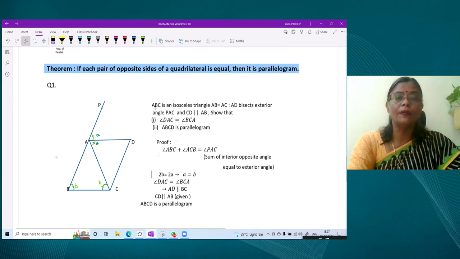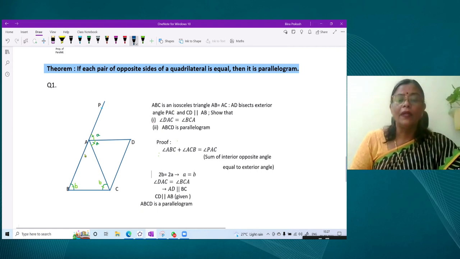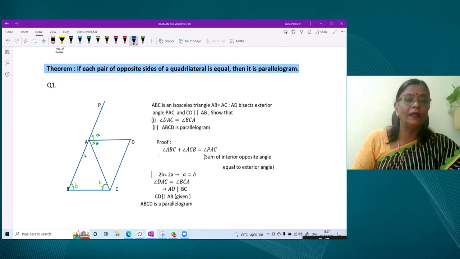Now let me discuss one question. ABC is an isosceles triangle with given AD. The lengths of AB and AC are equal. And AD is the exterior bisector, that is, AD bisects angle PAC. So when it bisects angle PAC, the angle is divided into two equal parts. I use the letters A and A because they both have equal measures. AB and AC are two sides of this triangle which are given to be equal. Therefore, these two angles will also be the same, that is B and B.